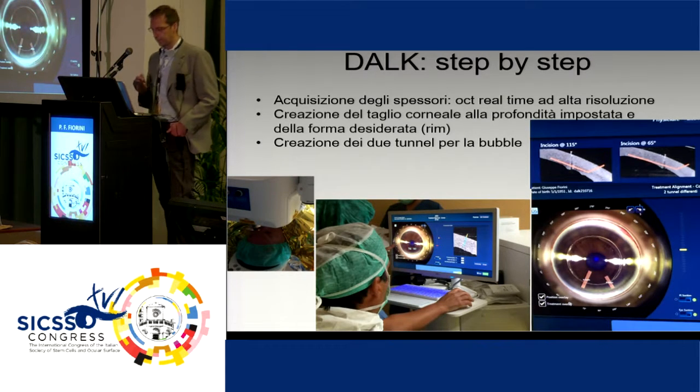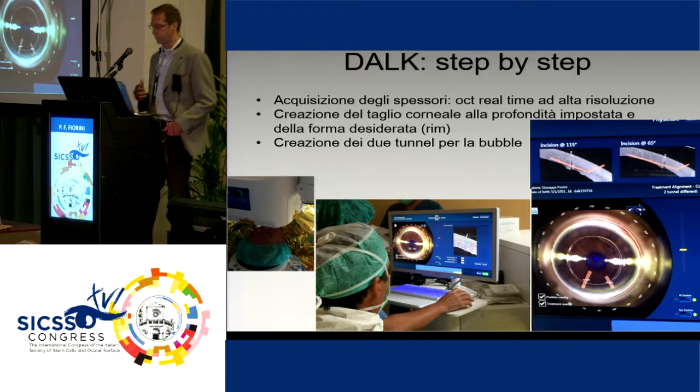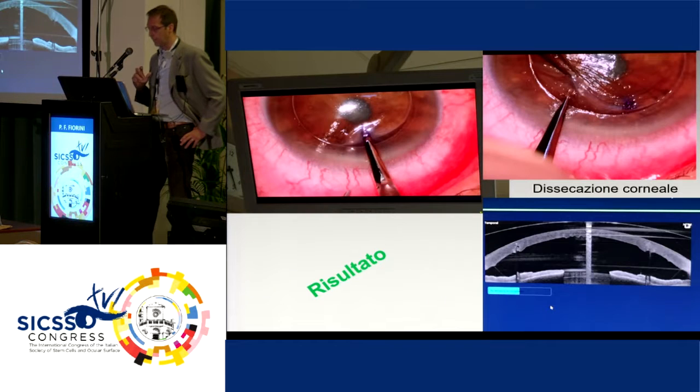So we thought we might take this opportunity of having a femto laser available to create tunnels at the depth, the distance, and with the inclination that we considered most adequate. The first step is the acquisition of the thicknesses thanks to a high-resolution real-time OCT that allows us to perform pachymetry at exactly the point where we want to cut. So it is really a real-time pachymetry, very accurate. Then the corneal incision is made at exactly the depth that is pachymetry guided and guided by the desired shape, and then the creation of these two tunnels for our cannula.